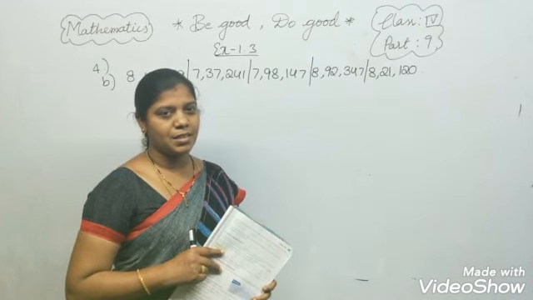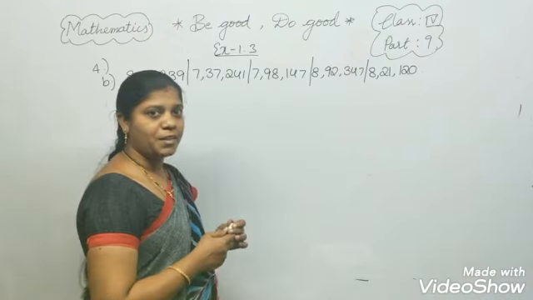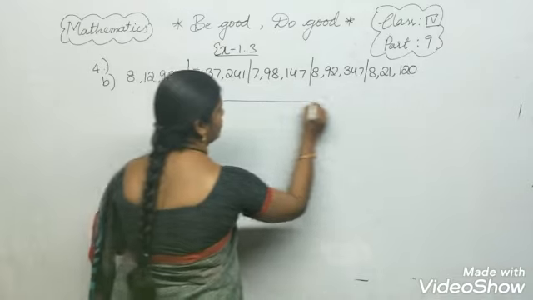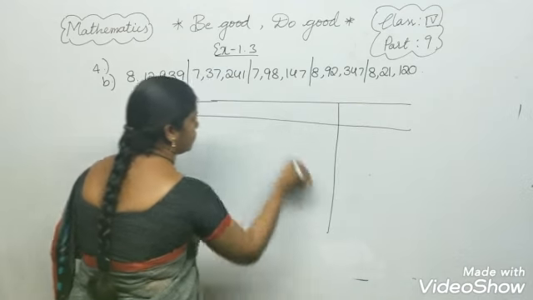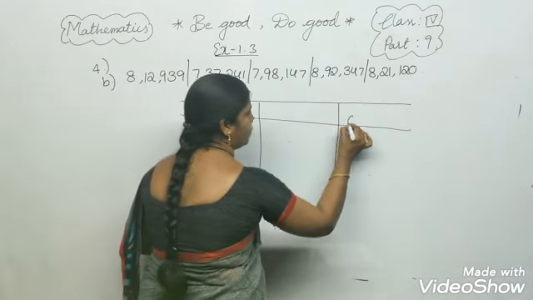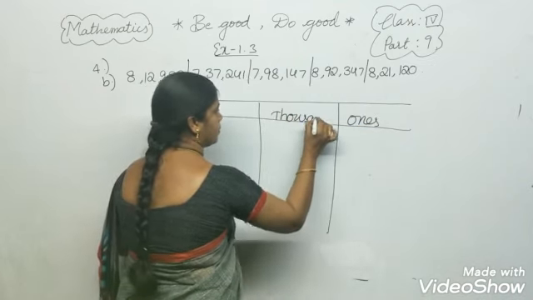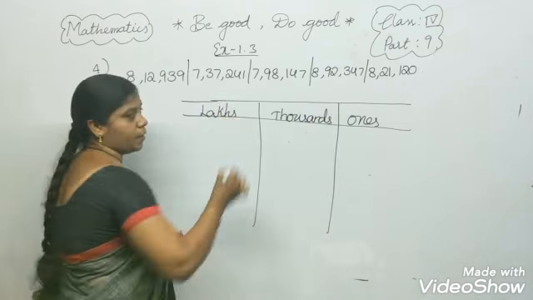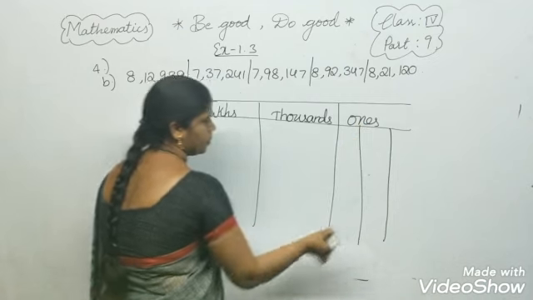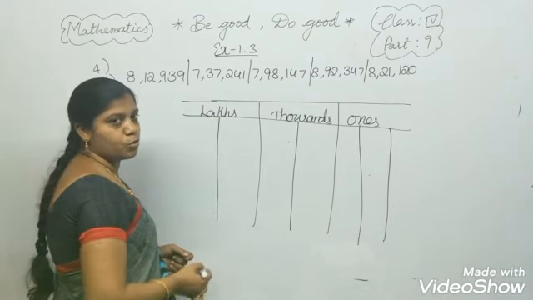To arrange these numbers in ascending order, I am taking the place value chart. Do you remember, children, the place value chart? So, I am going to draw the place value chart now. What are the periods we have? We have ones period, thousands period, lakhs period. In ones period, how many places, children? 3 places. In thousands period, we have 2 places. In lakhs period, also 2 places.